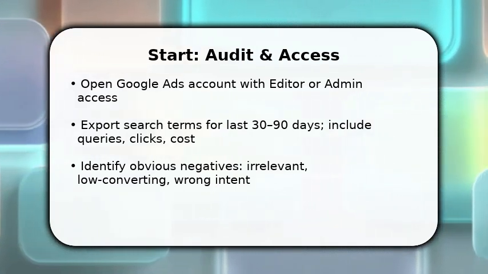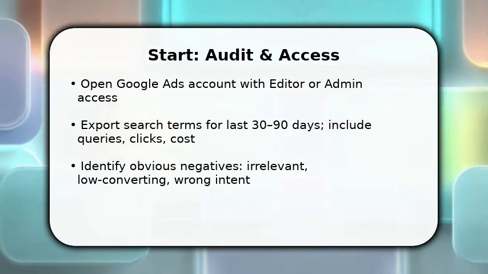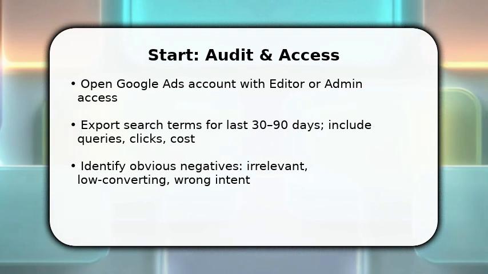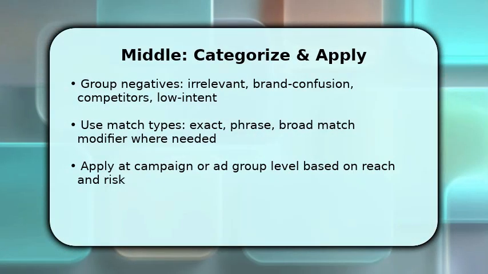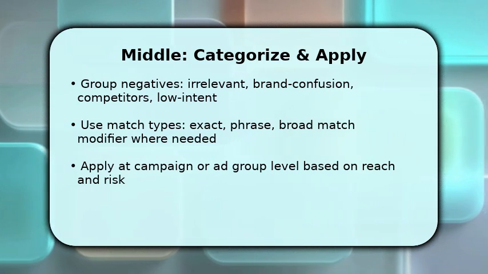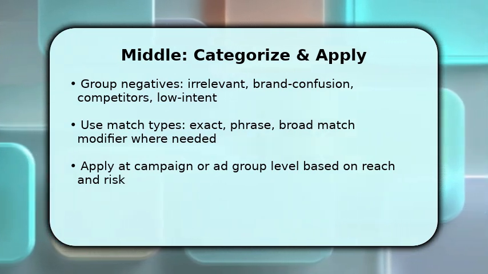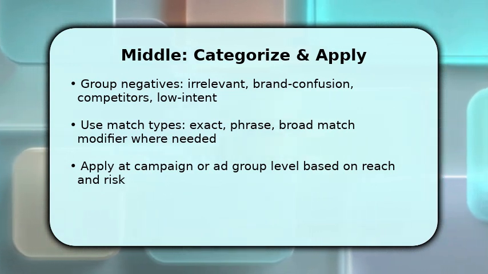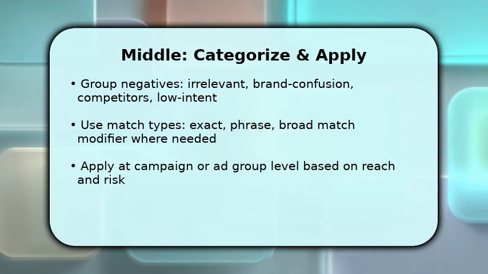Make sure to save a working copy before edits so you can revert. This prevents accidental data loss, while you start removing clearly harmful keywords. Next, categorize negatives into buckets like irrelevant, competitor names, or informational queries with low purchase intent. You do this to apply the right scope: campaign level for broad problems, ad group level for precise blocking.